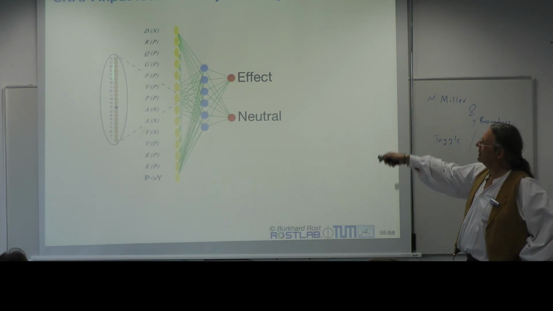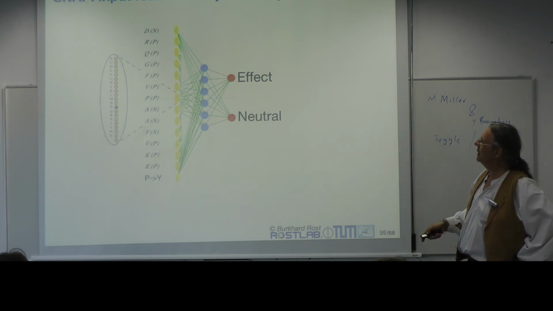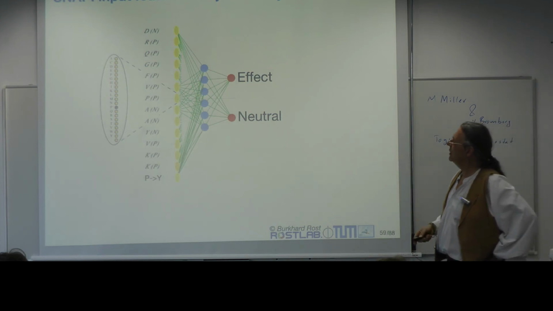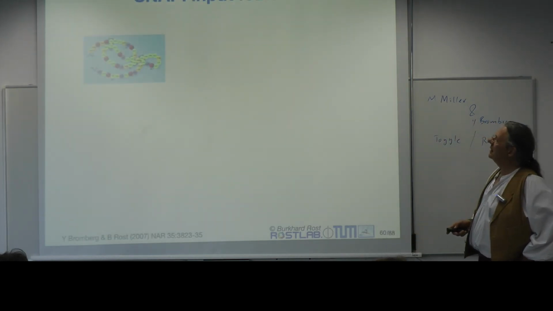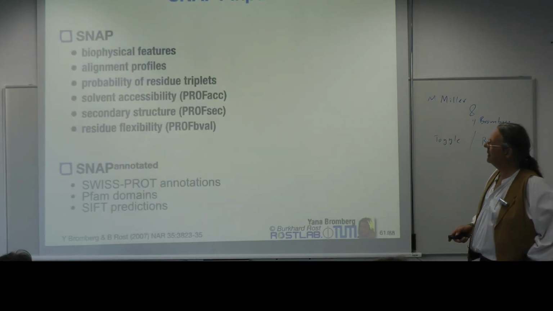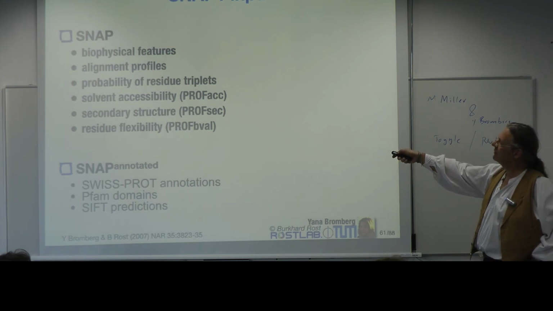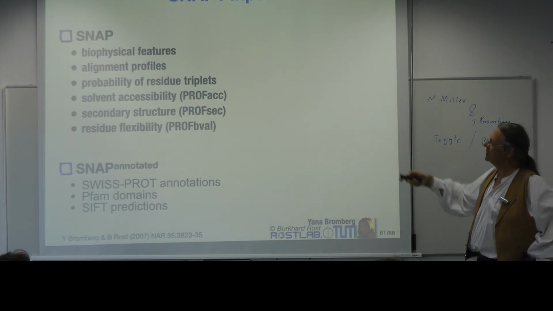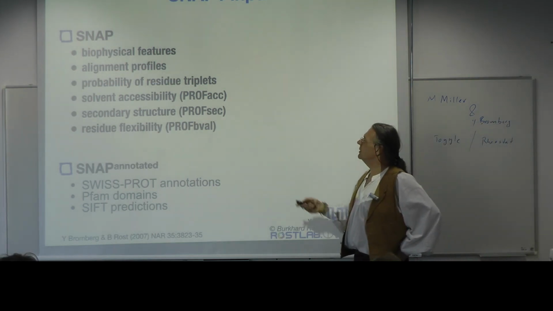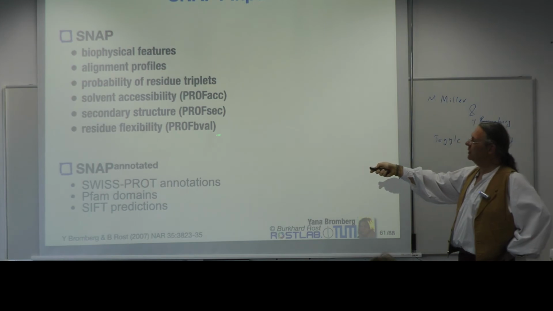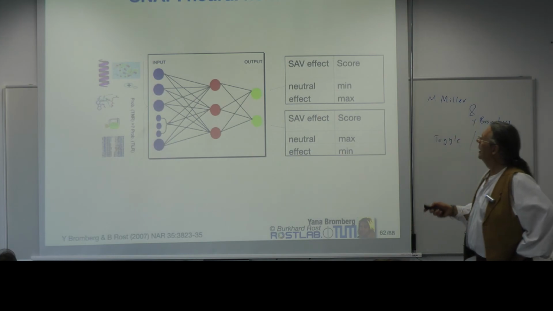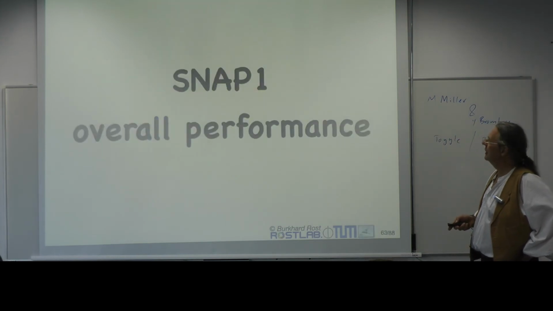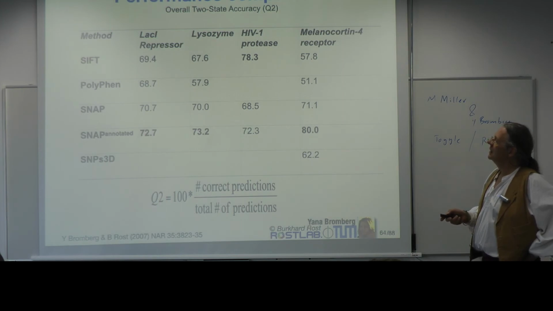the same as before. We have these 13 consecutive amino acids. Each one of these bubbles here is 21 units, for 20 amino acids plus a spacer, and we have effect or neutral predicted. The input features reflect different aspects. We have biophysical features, alignment profiles, probability of residue triplets. So essentially that goes back to the genome issue. We have solvent accessibility, secondary structure, residue flexibility, and some annotation features. Then we predict, essentially a binary prediction, and we look at the overall performance.